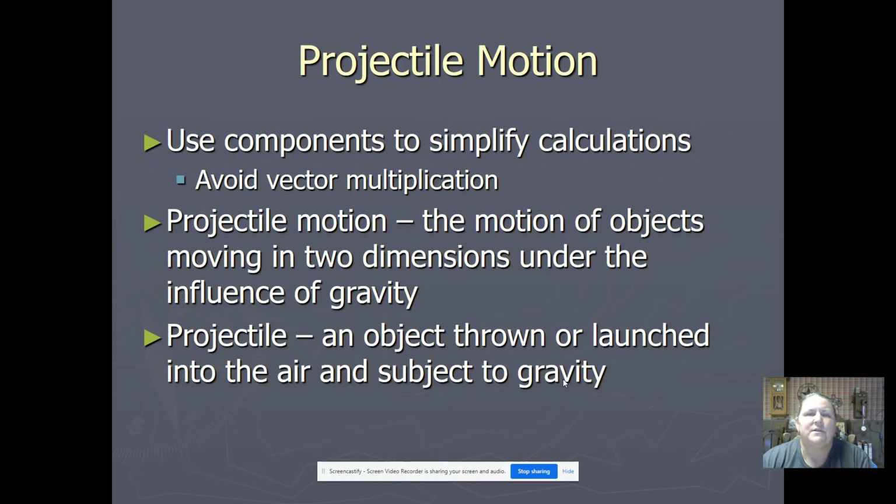So first, what are we doing and what is projectile motion? You use components, your X and Y components like we did in the lab, to simplify calculations. So we're going to add the vectors because it's easier than multiplying vectors. So think back to what we did in the lab. Projectile motion is the motion of objects moving in two dimensions under the force of gravity.